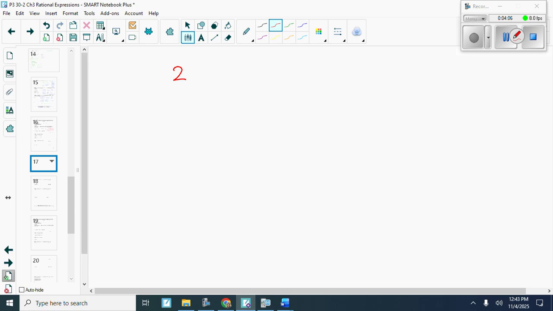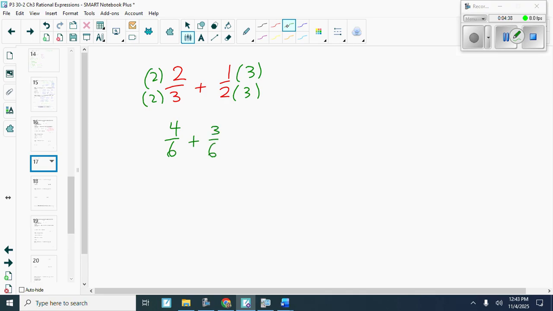Let's say I had 2/3 and I want to add 1/2. So common denominator of 6. How did I get it? I multiplied the two numbers together to get the common denominator. So when I'm writing this, we're going to multiply top and bottom of this one by 3, and we're going to multiply top and bottom of this one by 2. So that I get 4/6, and I'm going to add 3/6.